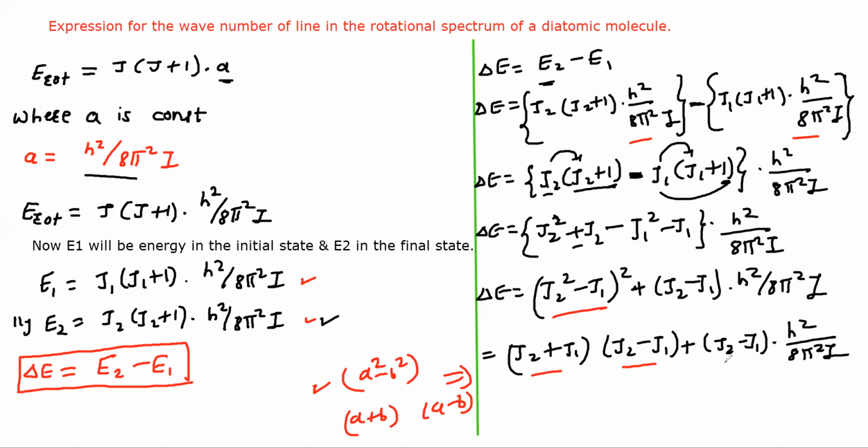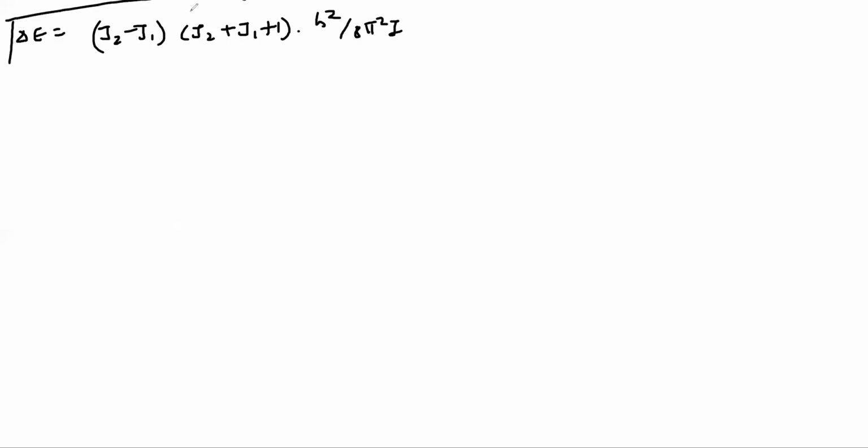So in the next step, J2 minus J1 and J2 minus J1 are common, so delta E is equal to J2 minus J1 times J2 plus J1 plus 1, times h square upon 8 pi square I. Okay, so this is the equation for delta E.